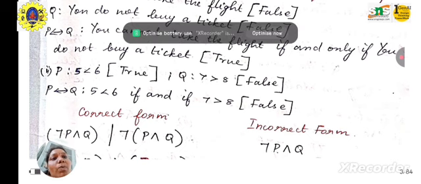Like that, we have to analyze what the actual statement says and whether it is true or false. We have to analyze the statement first.